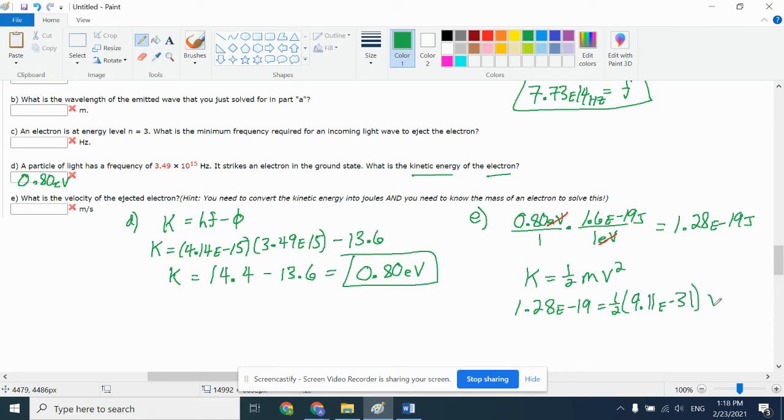How do I know that? Because I've been doing this for half my life. How would you know that? Because it's on your table of information.